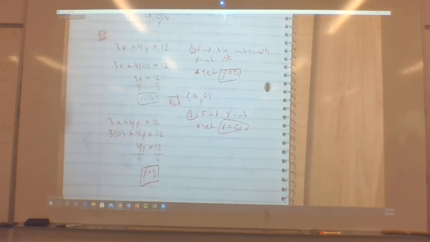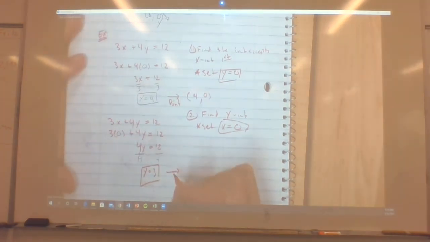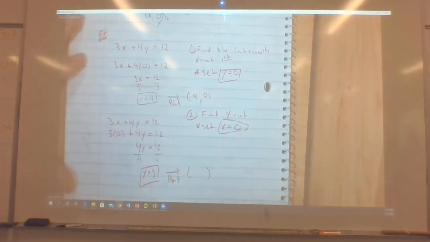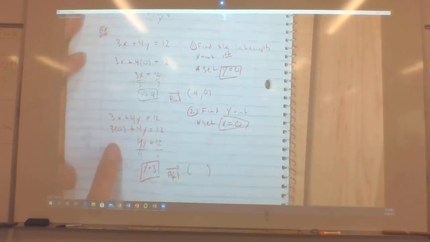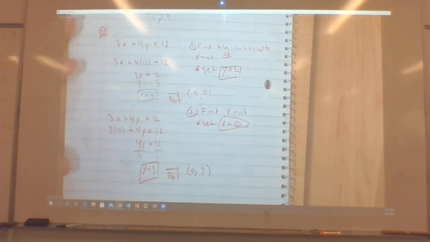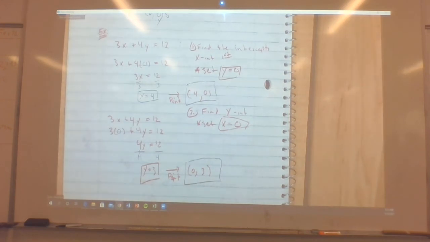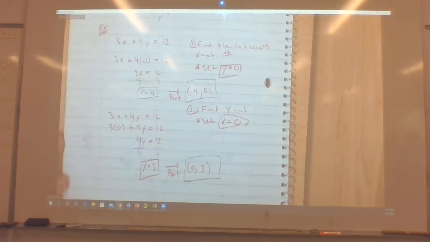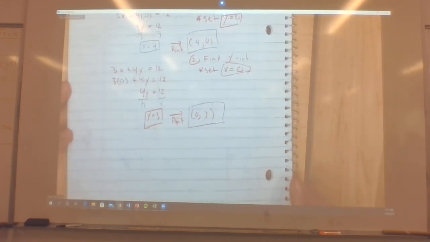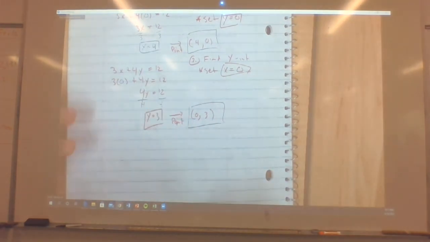So this tells me that my other point is going to be, what's my x value? 0. What's my y value? 3. And I have found 2 points. Now I can graph. This is brand new. This is good. This makes me feel good on the inside. See? Just like that. Exactly like that. I love it.